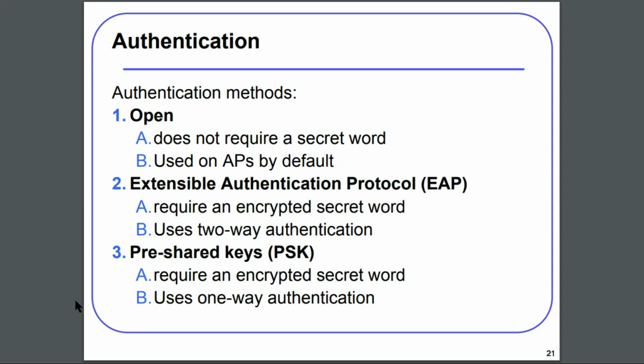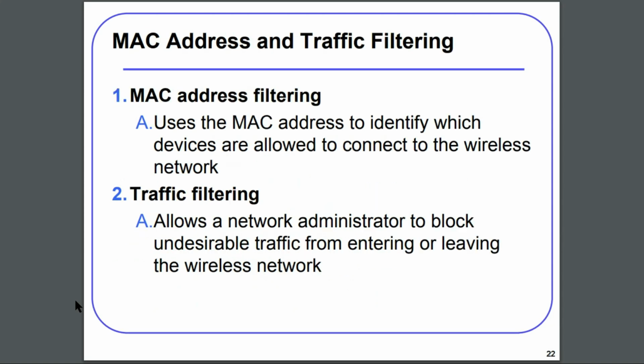The authentications. There are different types of authentication methods. First one is open, second one is Extensible Authentication Protocol, third one is pre-shared keys. Open does not require a secret word and is used by APs, access points, by default. Extensible Authentication Protocol, EAP, requires an encrypted secret word and uses two-way authentication, and pre-shared keys, PSK, require an encrypted secret word and use one-way authentication. So let's move to the next slide.